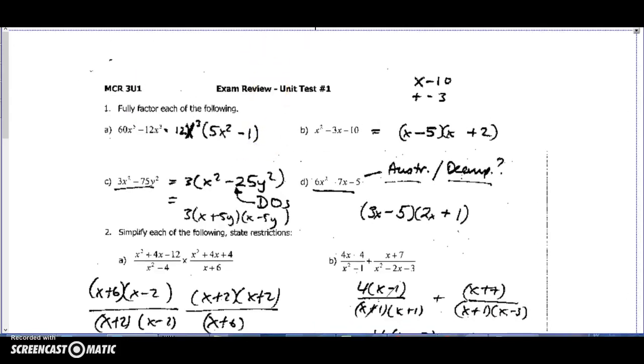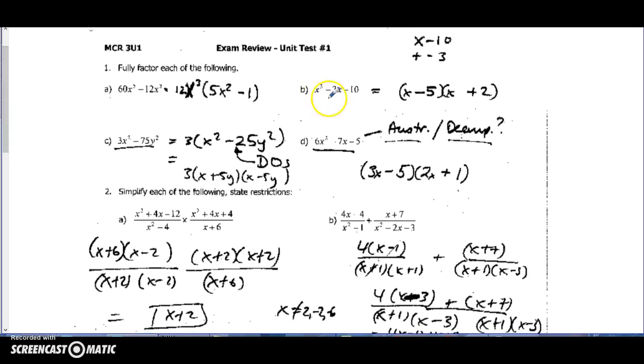Okay, guys, let's whip through the first day of review. So this is unit test number 1 and unit test number 1, part 2. Both are from chapter 1, but two different tests. Day 1 of review here. Let's go. So how do you factor here?